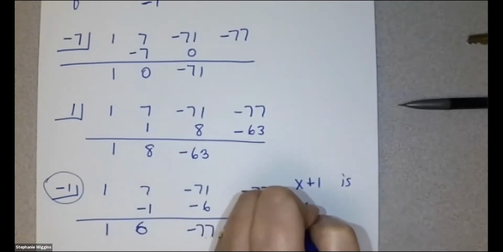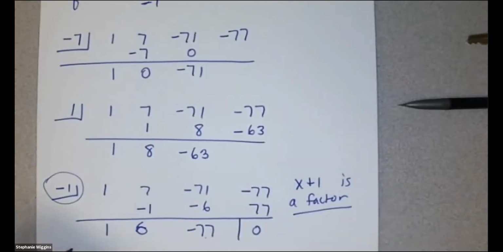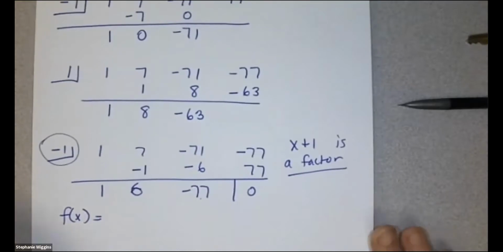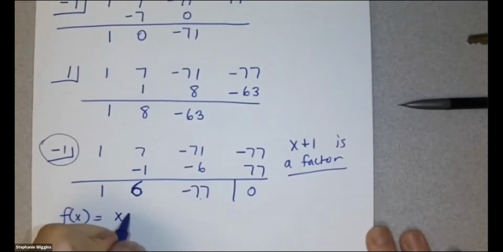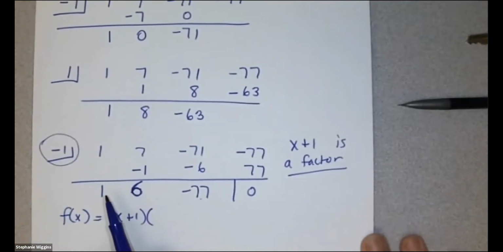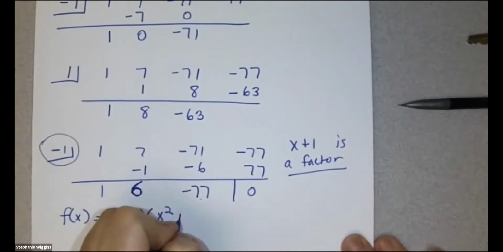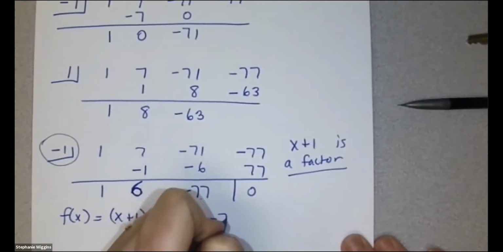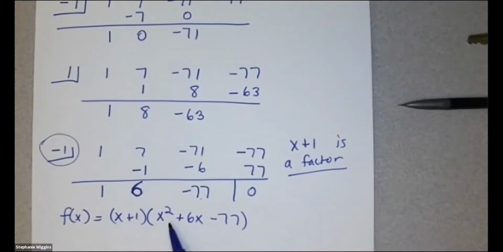And so f of x equals x plus 1 multiplied by, now we go to these coefficients right here. This is the x squared term, plus 6x, you just work your way down the line, minus 77. And now we need to factor this, okay? Looking at it, I'm not sure that I can factor that because the difference between 11 and 7 is 4, and I've got a 6 here. So you know what I'm going to have to do here? I'm going to have to use the quadratic formula to find the other zeros.